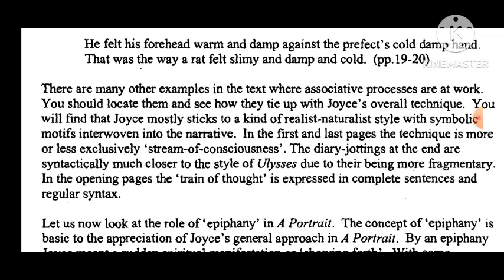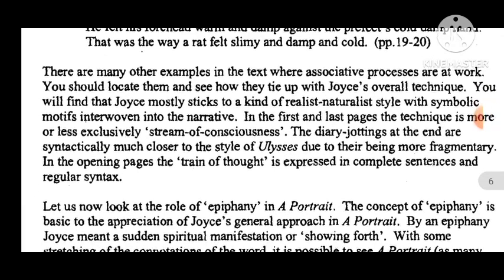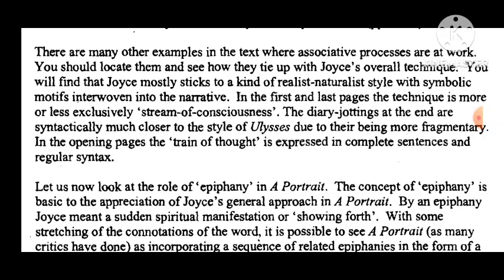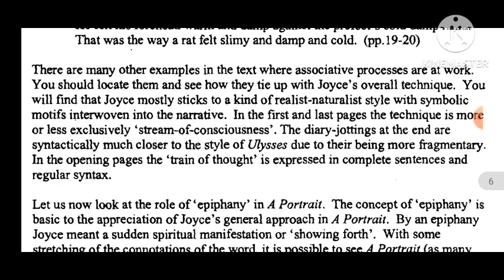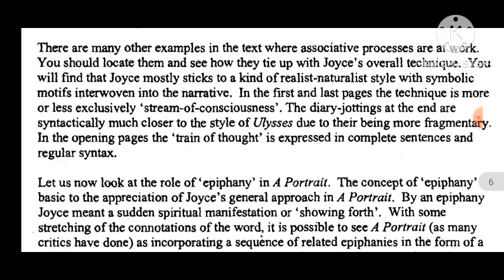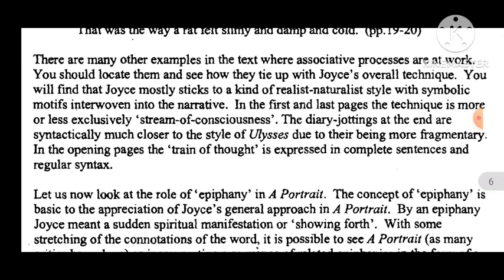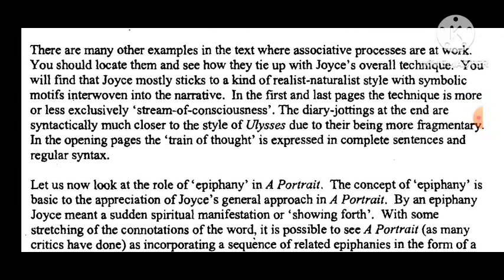There are many other examples in the text where associative processes are at work. You should look at them and see how they tie up with Joyce's overall technique. You will find that Joyce mostly sticks to a kind of realist, naturalist style with symbolic motifs interwoven into the narrative. So here James Joyce's writing is very clear, and it is a realist, naturalist style.